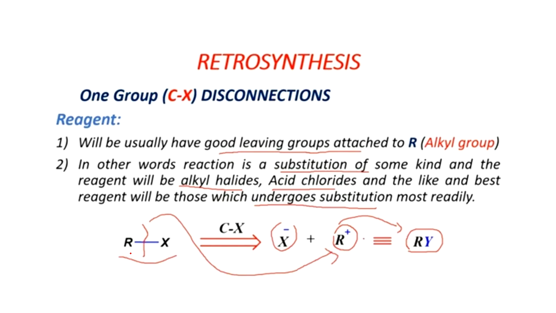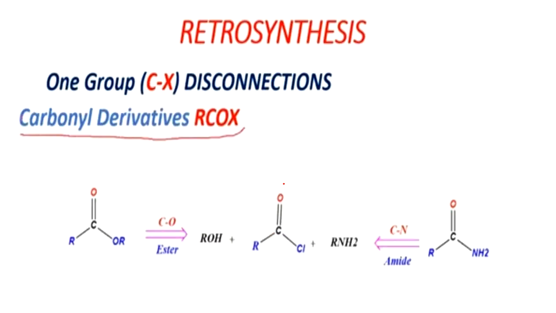Here is the presence of this X as a good leaving group. This R is nothing but an alkyl group. In other words, the reaction is a substitution of some kind, and the base reagent will be an alkyl halide. So here we are getting the alkyl halide.